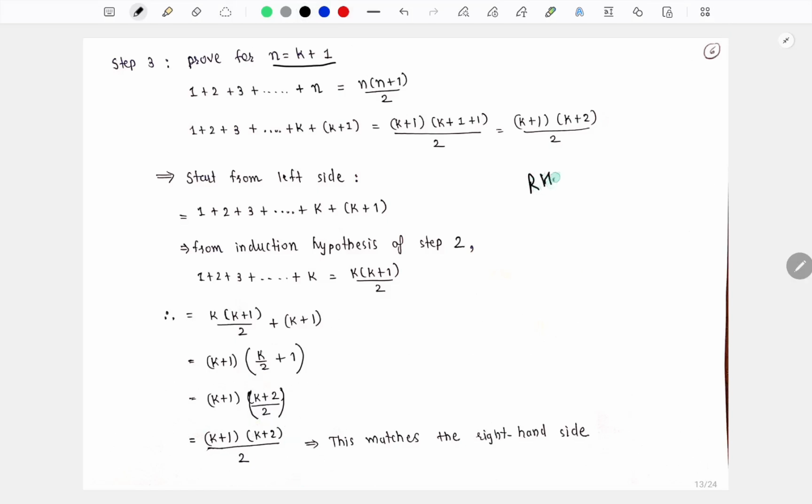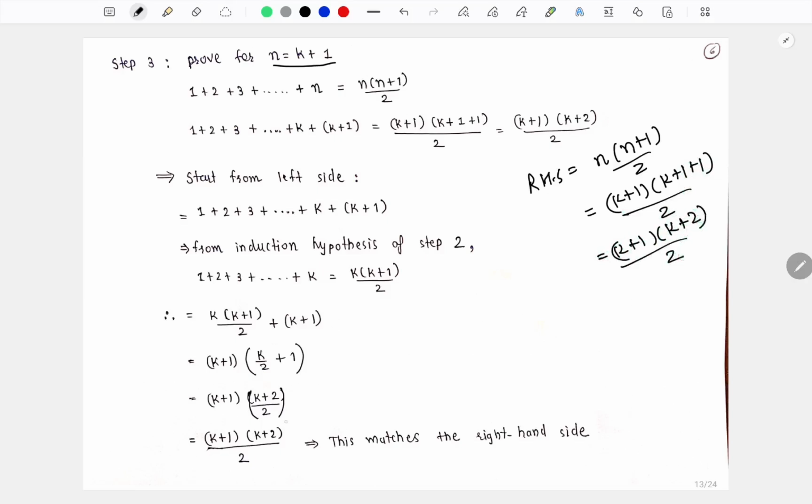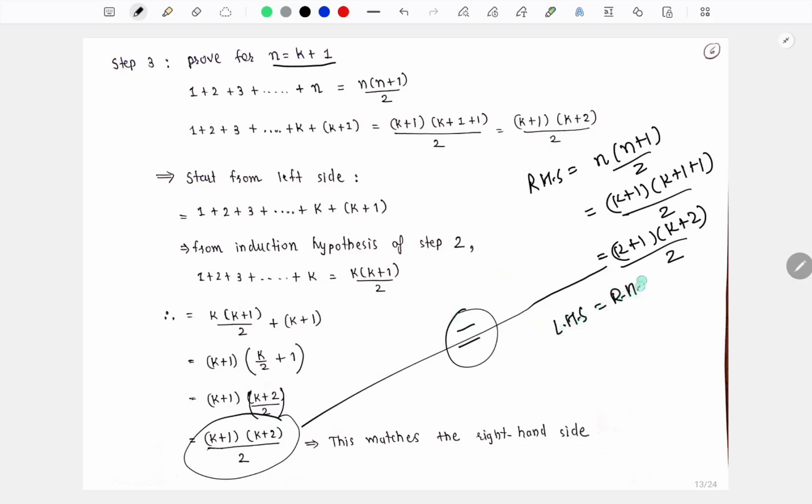Now what is the right hand side? Right hand side is n into n plus 1 divided by 2. We have to put n is equal to k plus 1. So k plus 1, k plus 1 plus 1 divided by 2. So k plus 1 into k plus 2 divided by 2. And what we got as left hand side? This. So we can see that they both are matching. So we can say that LHS is equal to RHS for n is equal to k plus 1.